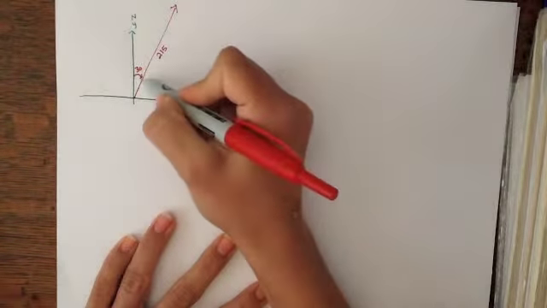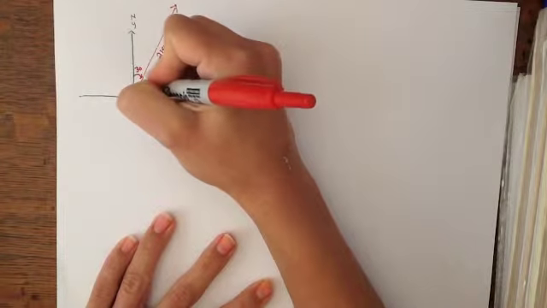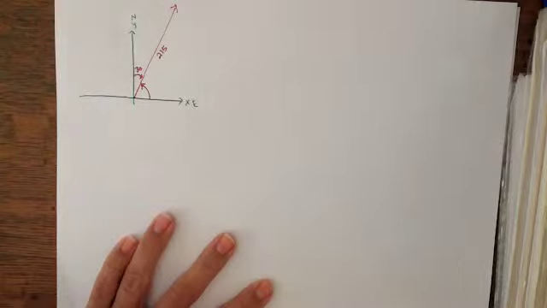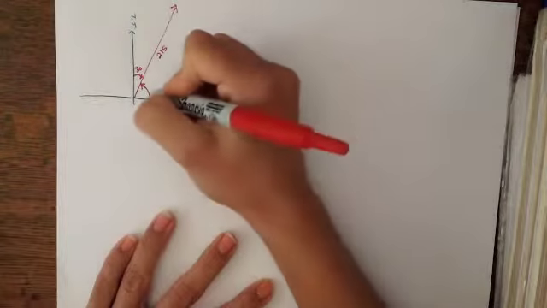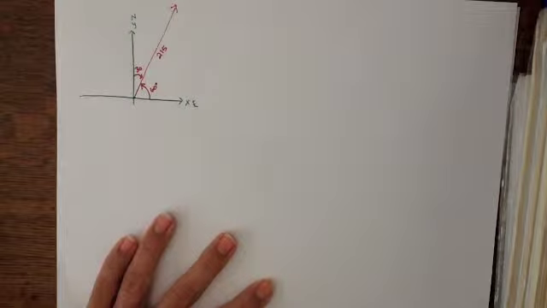Now, if this angle here is 30 degrees, then this angle from standard position, remember standard position is lined up with that x-axis, is going to be 60 degrees. Each quadrant has 90 degrees, so 30 plus 60 is 90.